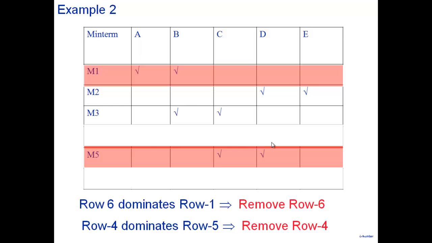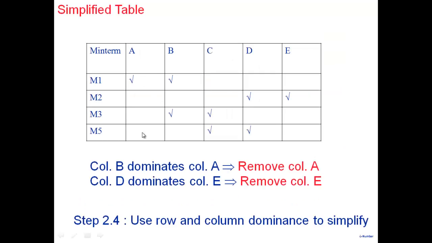Now, is there an essential prime implicant? So let's take this table now. It's a reduced table. And now look at this. Column B dominates column A. So after looking at rows, column B dominates column A. Agreed? It covers the terms that are here, and it also has this. Column B dominates A. It says remove column A. Column dominance. Remove column A.